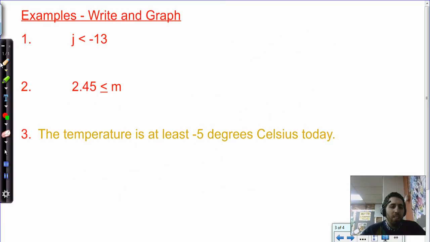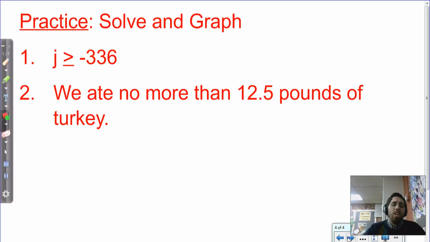As always, I'm going to leave you with a couple examples to do on your own. So why don't you check them out. The first one says j is greater than or equal to -3 and 36 hundredths. Number 2 says we ate no more than 12.5, 12 and 5/10, 12.5 pounds of turkey. So write those two, plot them.